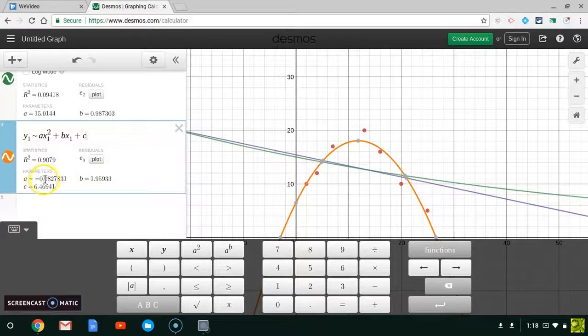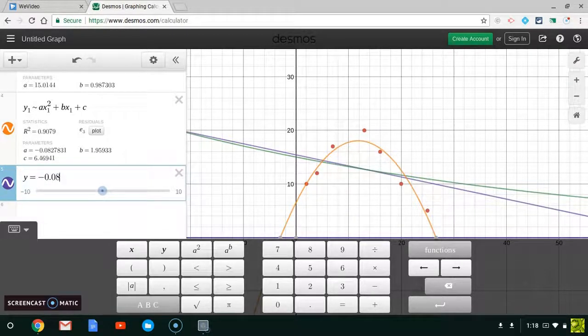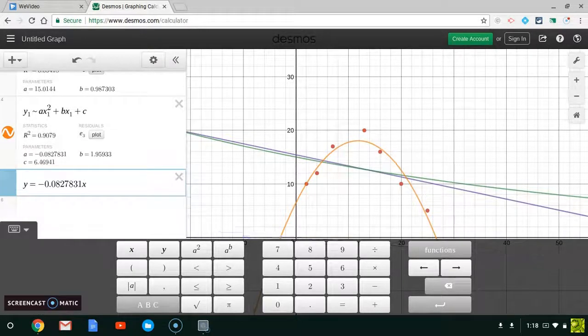So I'm going to use the a, b, and c values it recommends, and I'm going to put in y equals negative 0.0827831 x squared plus 1.95933 x plus 6.46941. And that would be my equation of my best fit parabola for this.